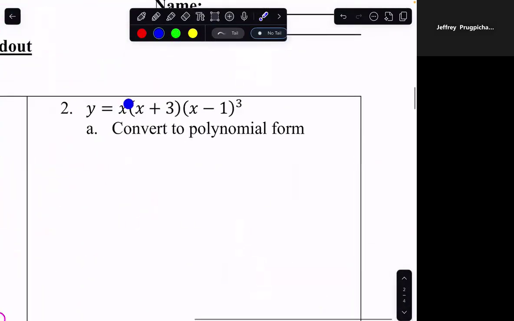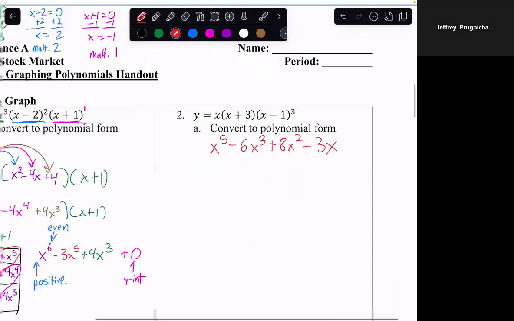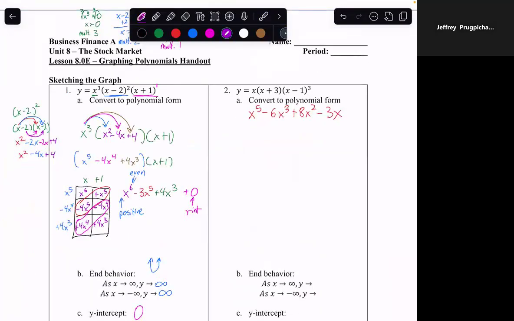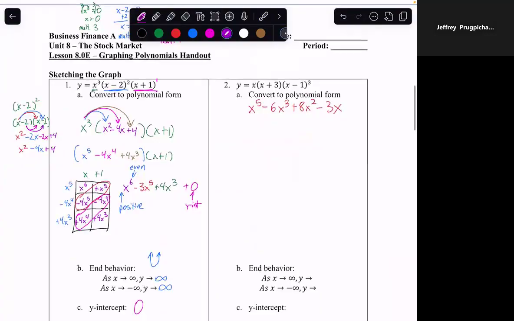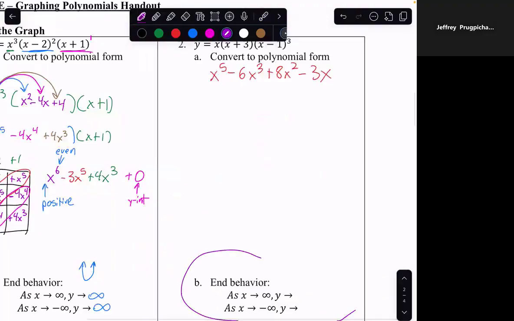Okay, so this next one, x times x plus 3 times x minus 1 quantity cubed. Just to save us time, please copy down the polynomial form if you were to multiply it all out. Okay, so from that, go ahead and try to find the end behavior, please. Look at the polynomial, use the chart on the front page, and fill out the end behavior.